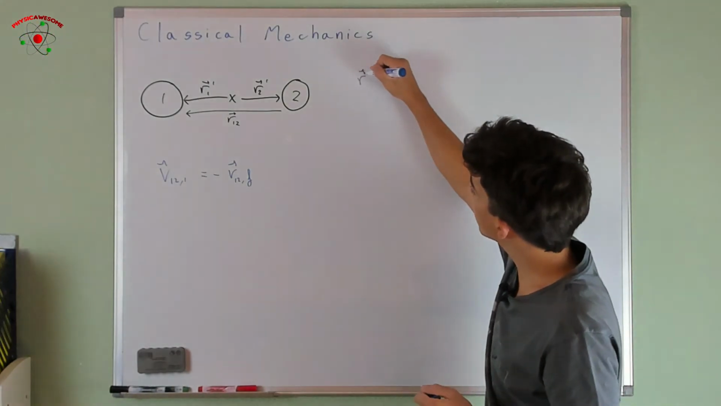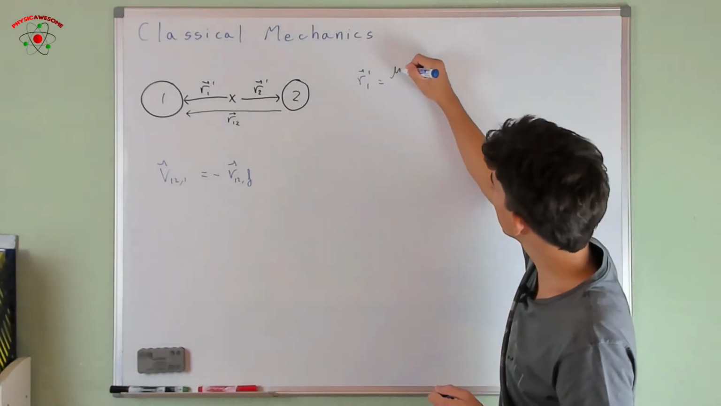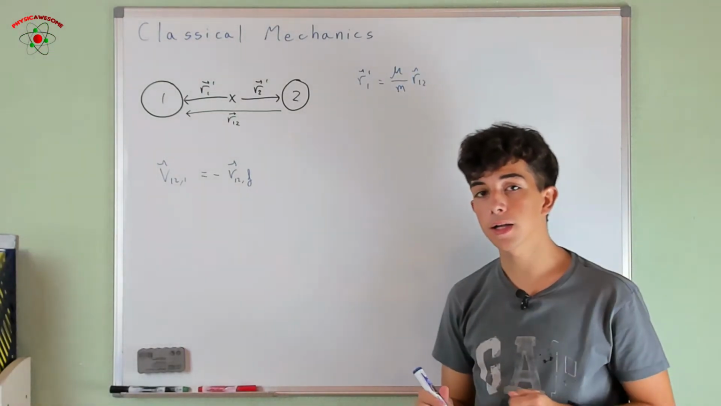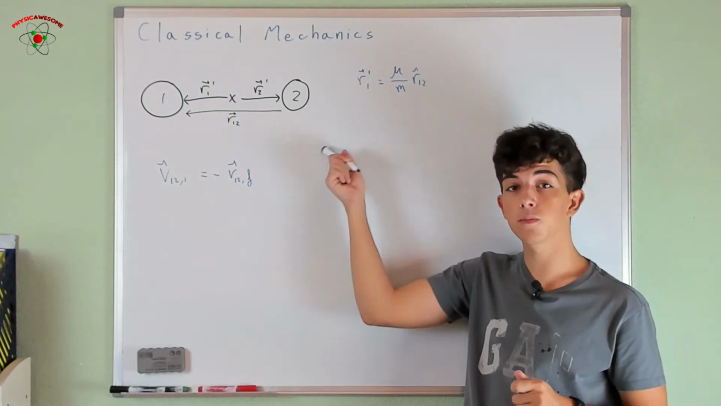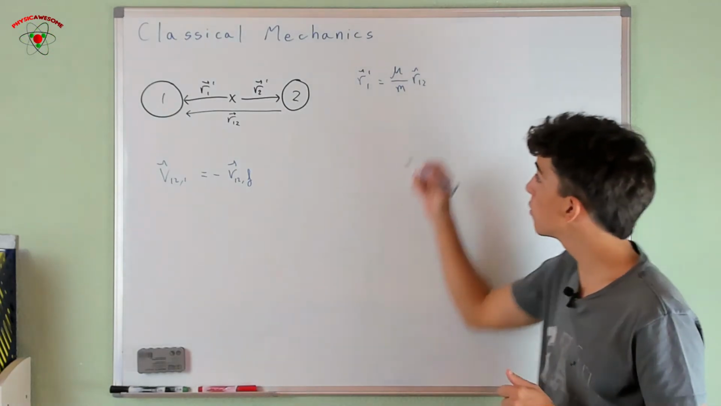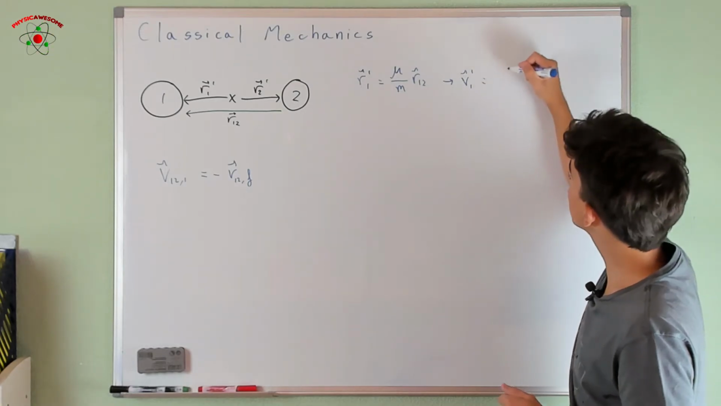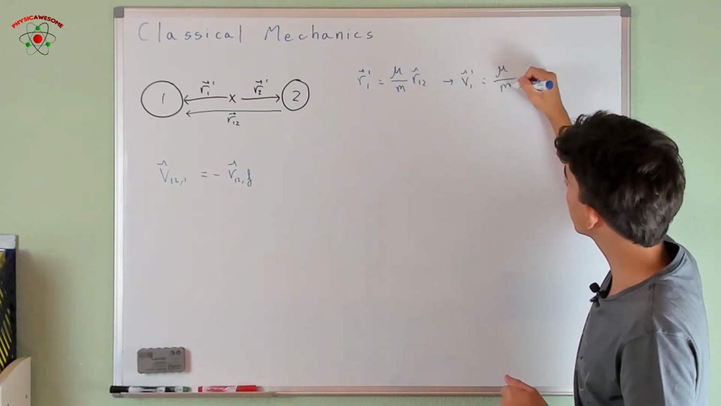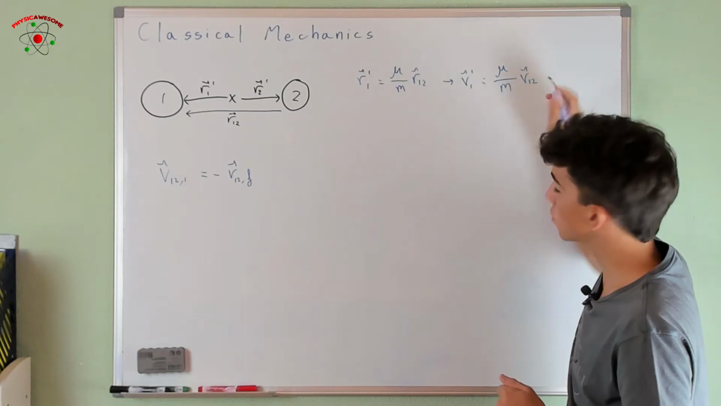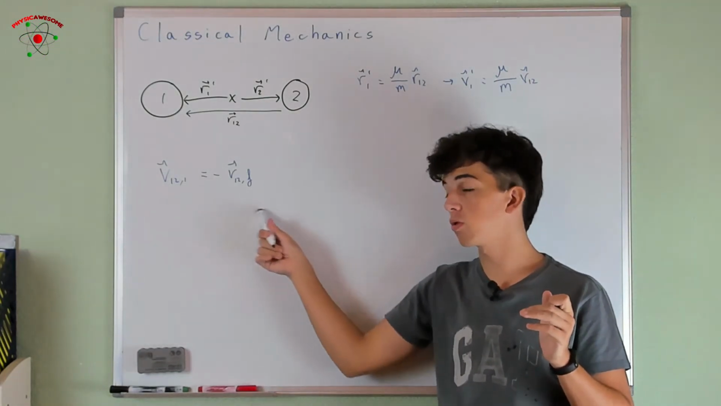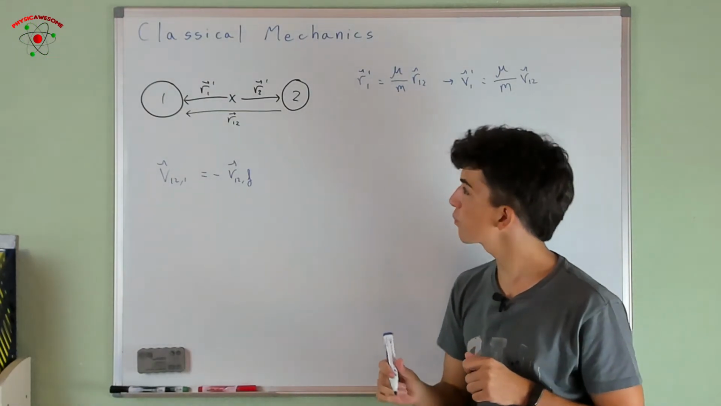Remember that R1 prime equals mu over m R12. And now we can differentiate both sides of this equation to find that V1 prime equals mu over m V12, which we know to be the same in all reference frames. So it's going to follow this relationship.